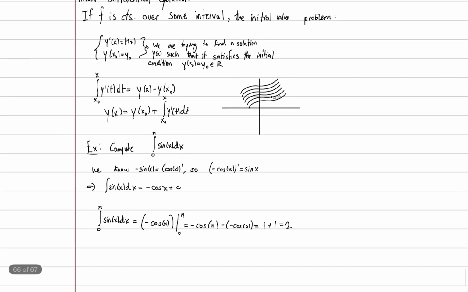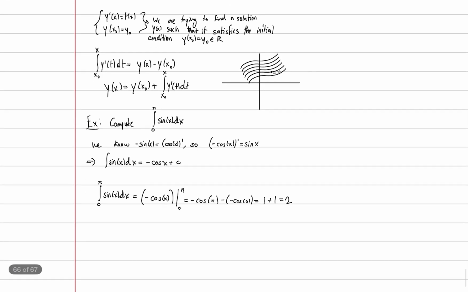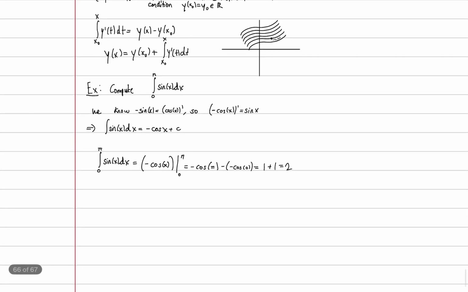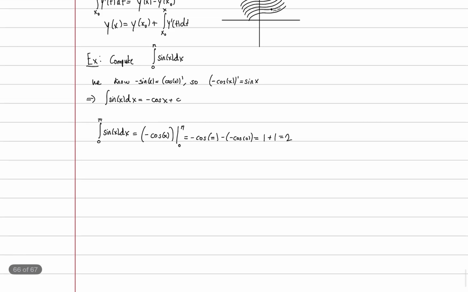Which is to say the antiderivative of sine of x is negative cosine of x plus c, but remember we could just say c is 0 only for the definite integral, right? Because they'll end up canceling out. It doesn't matter. We just need to choose an antiderivative.